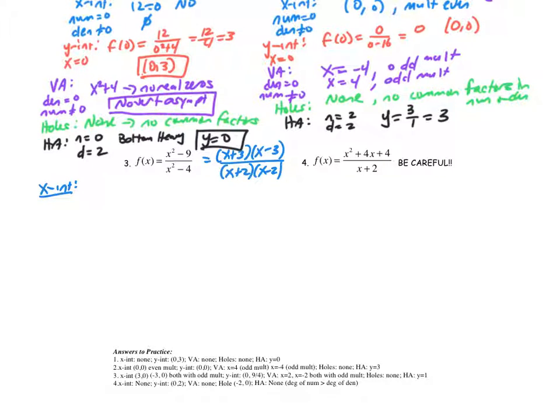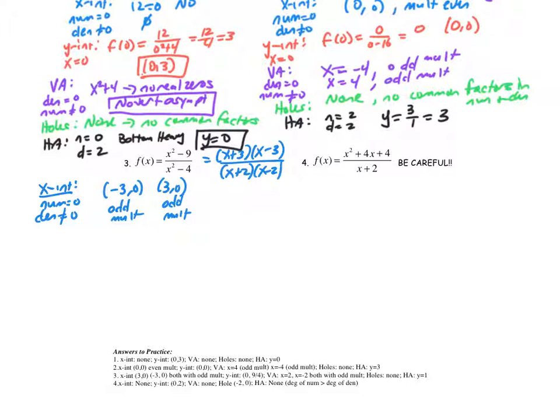X-intercepts occur when the numerator is 0, but you have to check to make sure that those values are in the domain. So the denominator better not be 0 there. So we have two x-intercepts here, negative 3, 0, and 3, 0. And both have odd multiplicity.